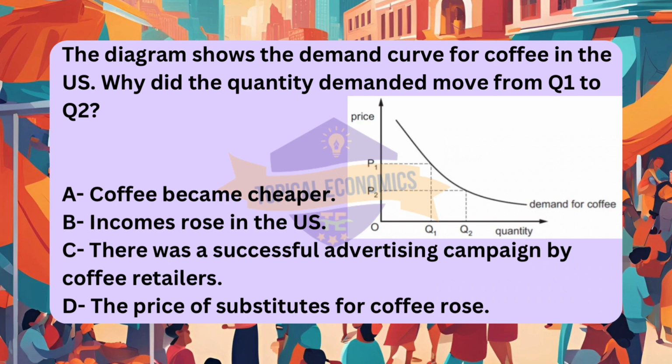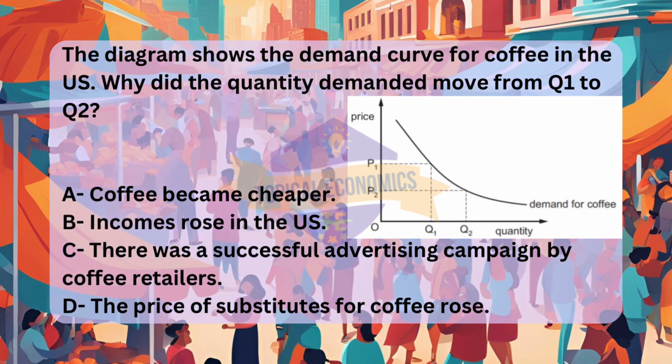The correct answer for this question is option A. This is clearly seen from the diagram: as the quantity demanded increases from Q1 to Q2, the price has decreased from P1 to P2, suggesting that the price of coffee is lower now, hence coffee has become cheaper.